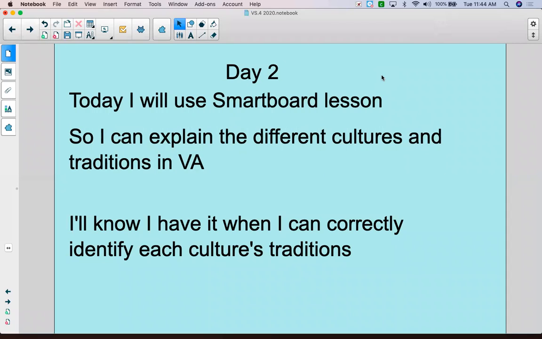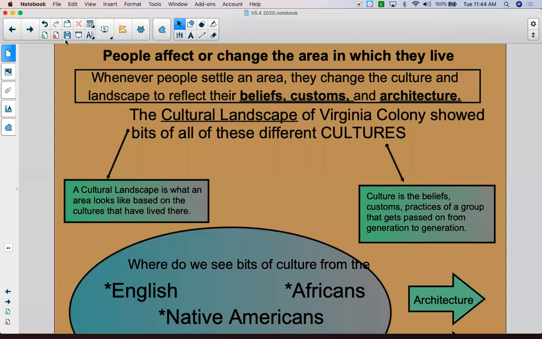Boys and girls, today we are going to use a smartboard lesson to explain the different cultures and traditions in the Virginia colony. You will know you have it when you can correctly identify each culture's traditions. All right, so let's take a close look at this.